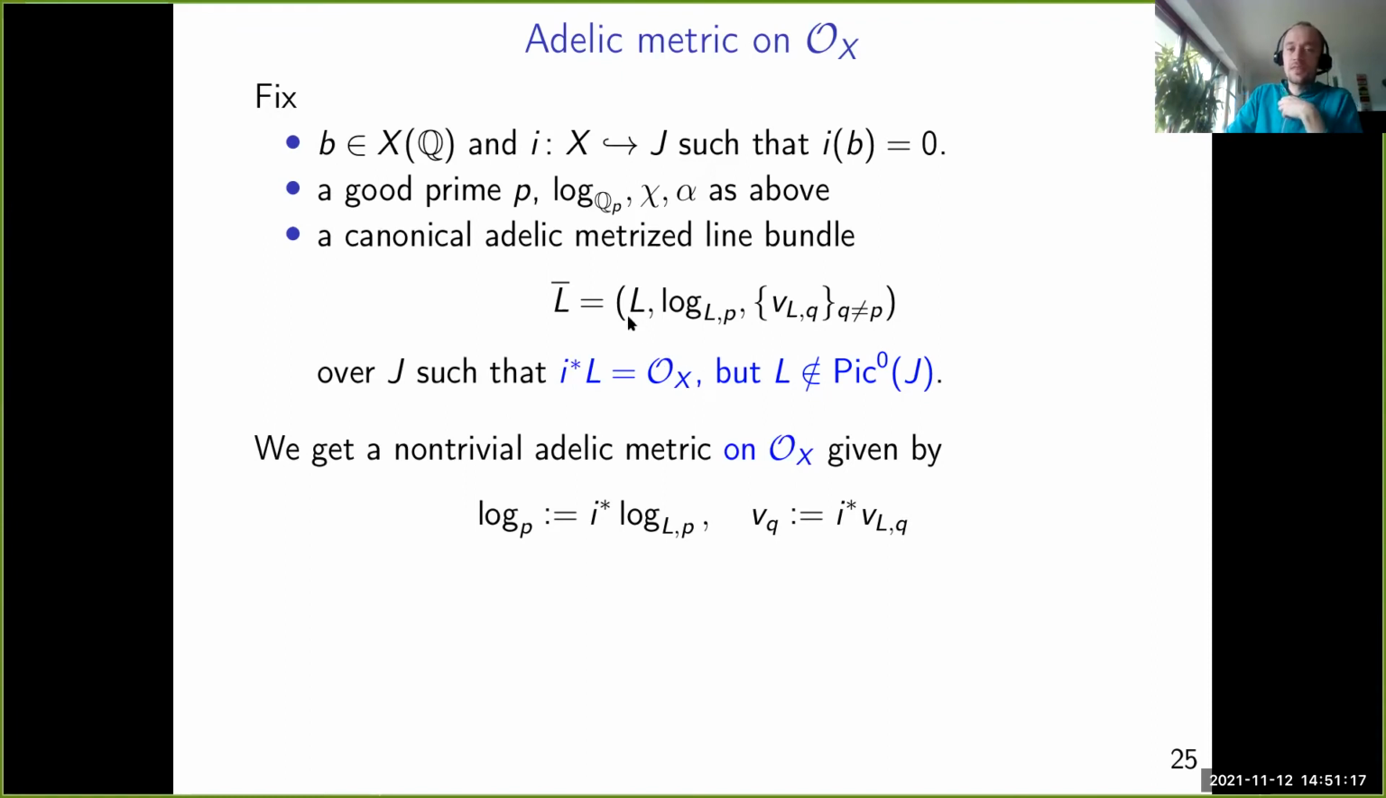Yeah, so I can pull back this Adelic metrized line bundle to the curve, and then L pulls back to OX. The log function and all these valuations pull back to something, so I'll call log P the pullback of the canonical, or alpha canonical, log function log LP, and VQ for Q not equal to P is going to be the pullback of VLQ. Yes, these functions now live on OX, right? And so that's particularly nice.